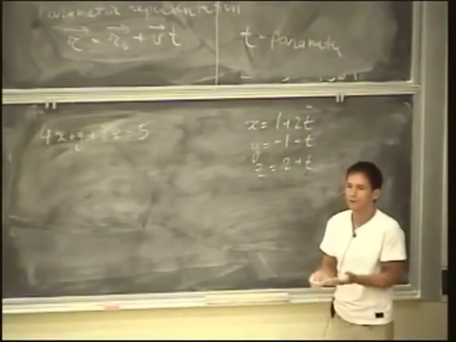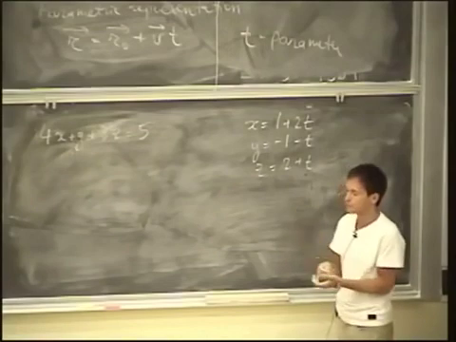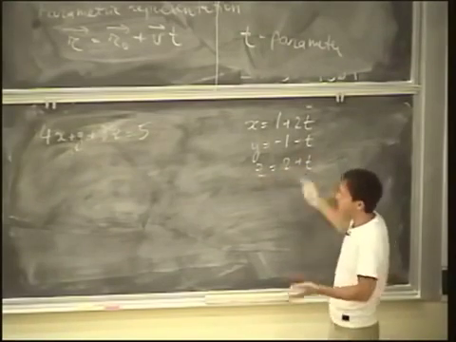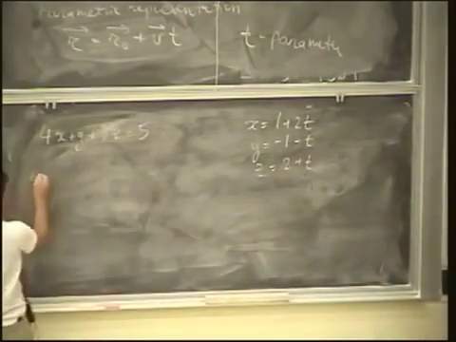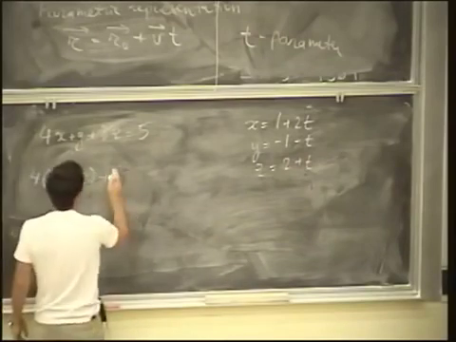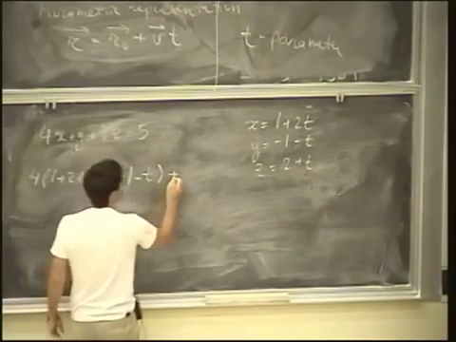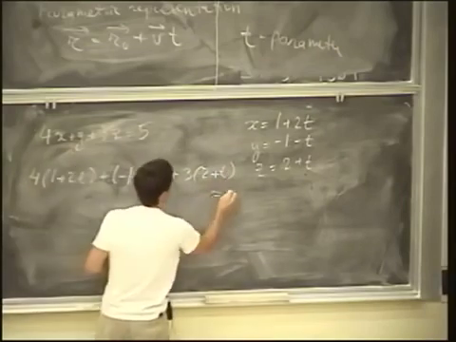If there are no solutions, it means that they never intersect. If there's a unique solution, it means they intersect at one point. And if the equation is satisfied for all values of t, that means the line belongs to the plane. So in this case, we'll have 4 times (1 plus 2t) plus (negative 1 minus t) plus 3 times (2 plus t) equals 5.